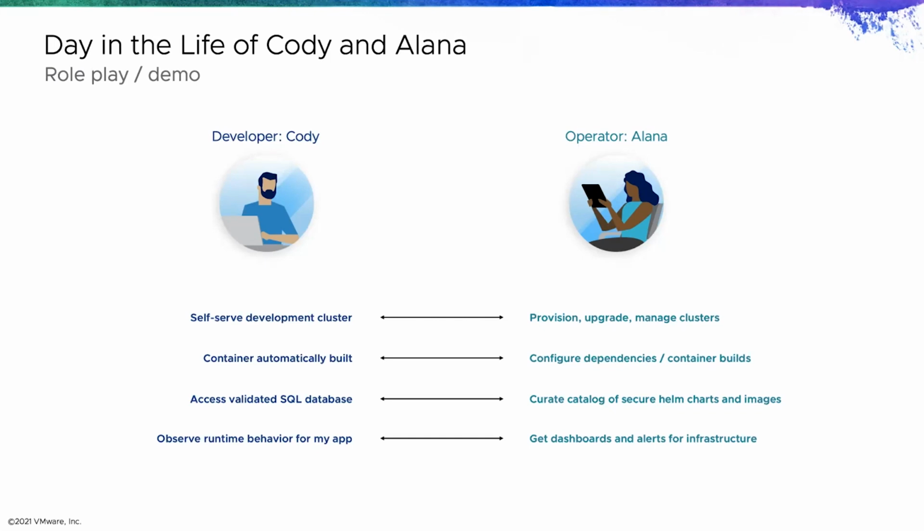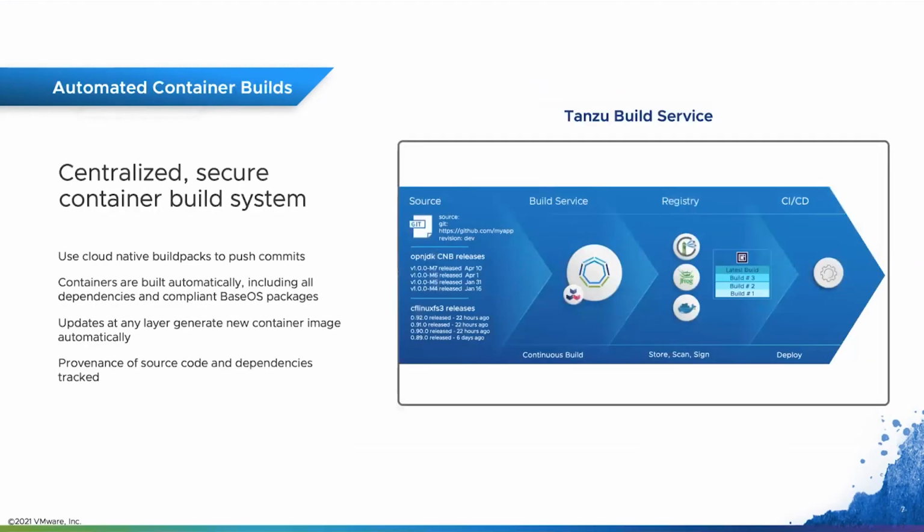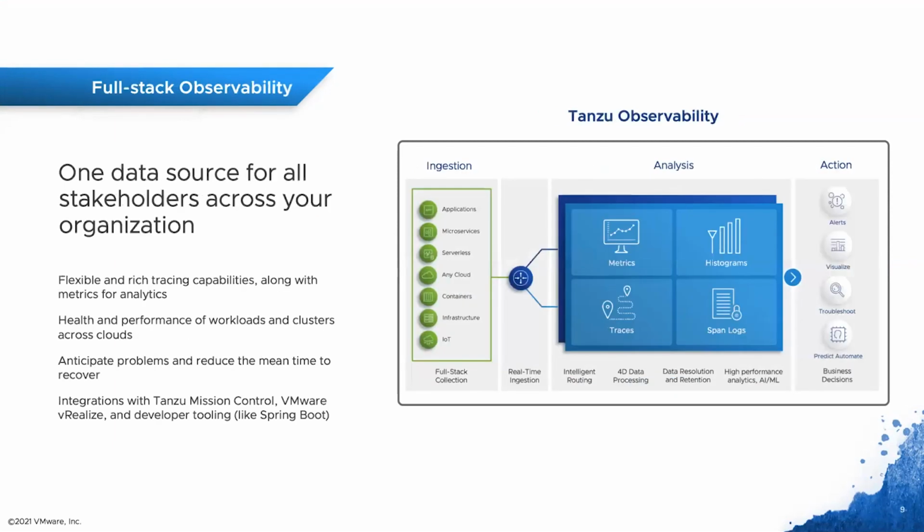And let's quickly look at the tools that you'll see in use in this role play exercise. So first, we're going to talk about Tanzu Mission Control, and this is where we'll provision and manage clusters. And then we're going to build that container automatically with Tanzu Build Service. And then we're going to be able to source some building blocks for our application, particularly a database in this context, with Tanzu Application Catalog. And finally, we're going to be able to see that application and cluster performance with Tanzu Observability.